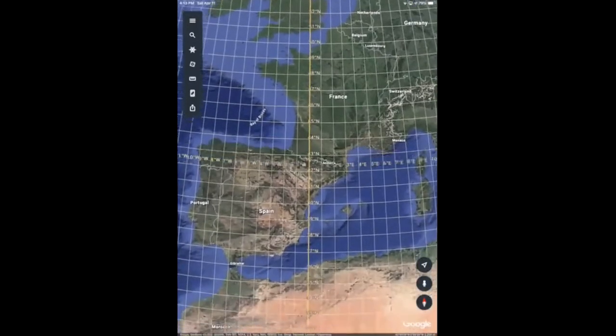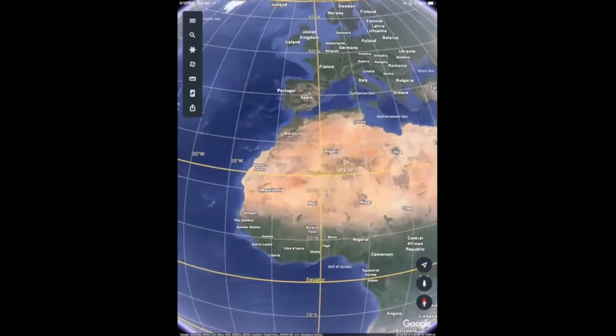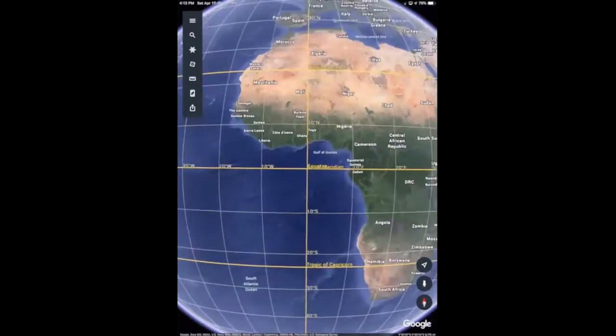So I want to zoom back out a little bit here, and we're going to look at what is the special thing that goes on. You see your prime meridian going all the way down through Europe and then in Africa. What happens when the prime meridian crosses the equator? Well, let's zoom in.